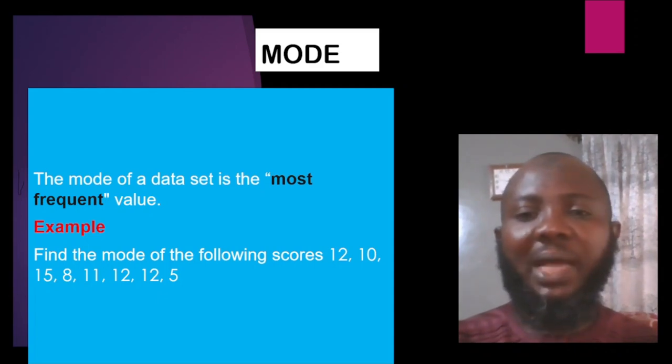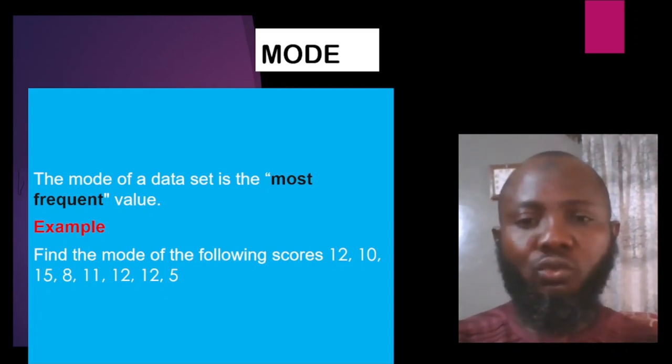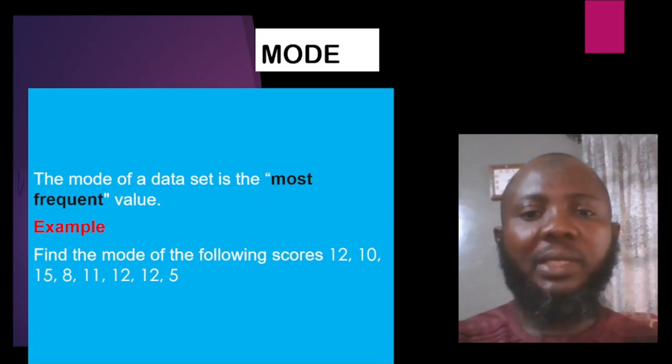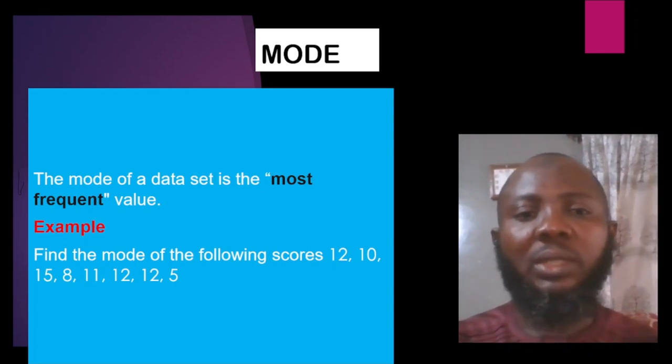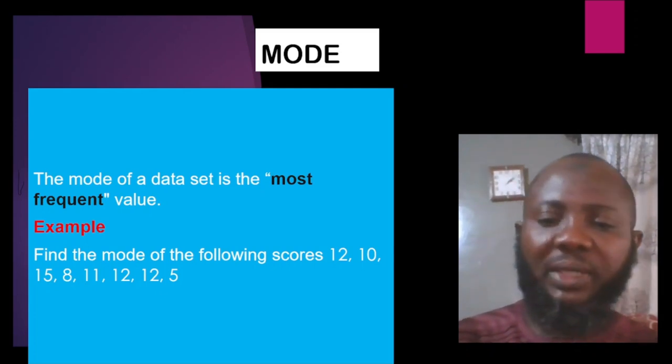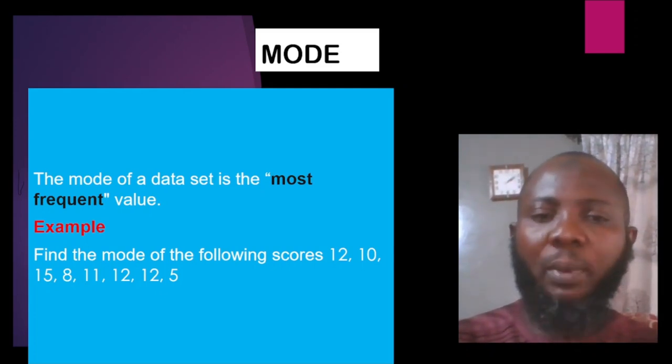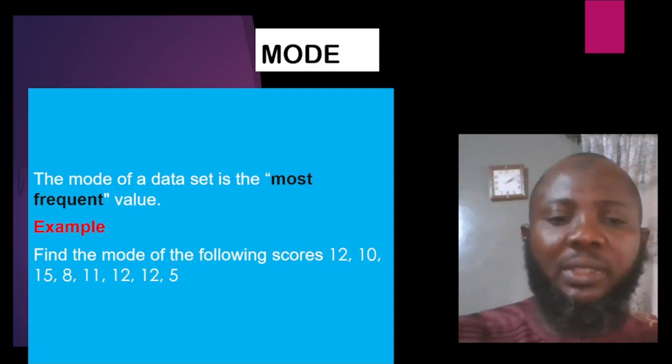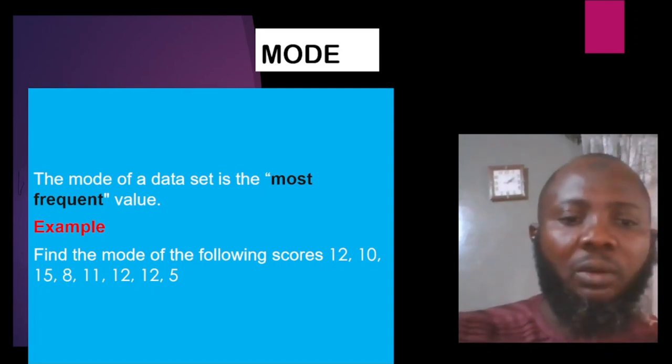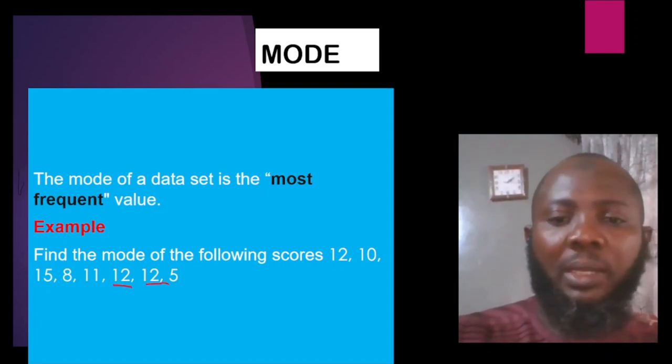Now if you look at this, how many times does 12 appear? 12 appears, let's count, 1, 2, 3. It appears 3 times. While 10 appears once, 15 appears once, 8 appears once, then 11 appears once. So you can say others appear once. It's only 12 that appears 3 times. I hope I'm making sense. So there's only 12 that appears here, here, and here.